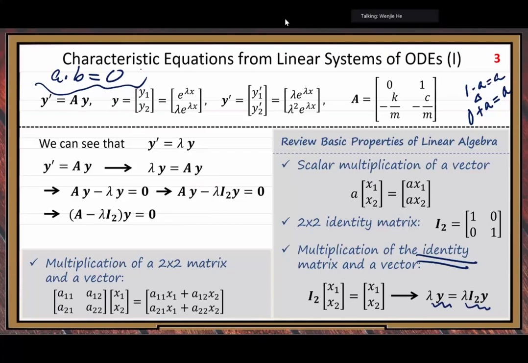All right. So now we need to know the condition. Under what condition do we get this equation? The condition is that the determinant of this 2 by 2 coefficient matrix equals 0. If the determinant equals 0, then we have this conclusion.